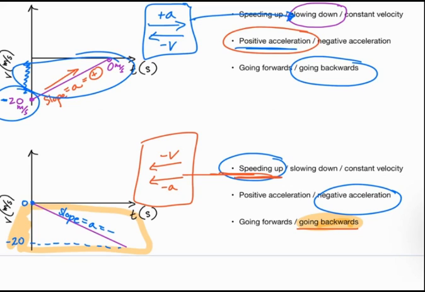The other way you can tell if things are speeding up or slowing down looking at this is if it gets farther away from the horizontal axis, it's speeding up. If it's getting closer to that 0 velocity, then it is slowing down.